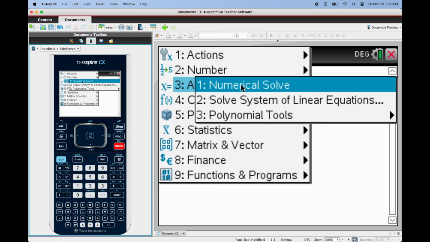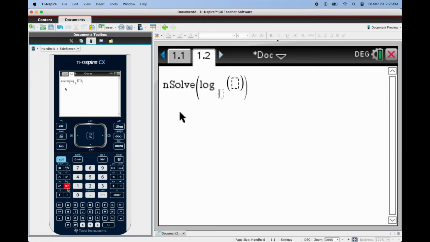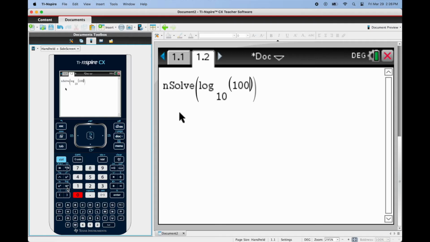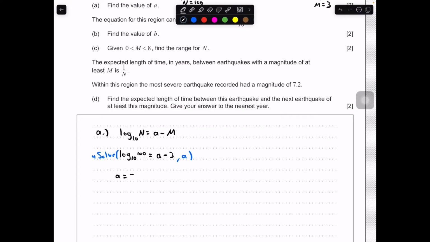Menu, algebra, numerical solve. In this case, we're going to want to find our log function right here. Log base 10 of 100. So it kind of scaffolds us in terms of what values to put in. Then we have a minus 3, and then we want to solve for a. Okay, and the value is 5. So let's go back to the document and write this out. A is equal to 5.